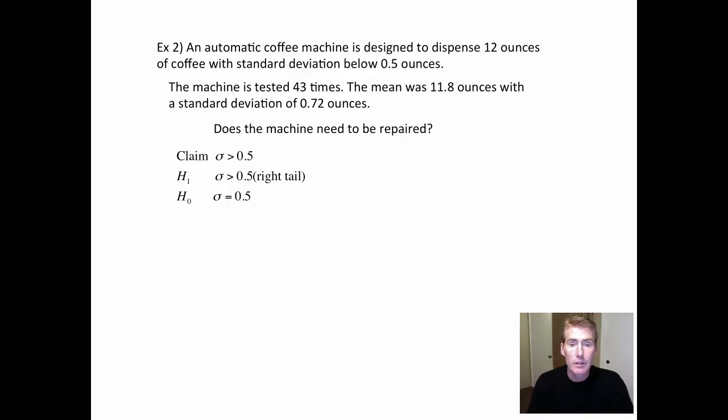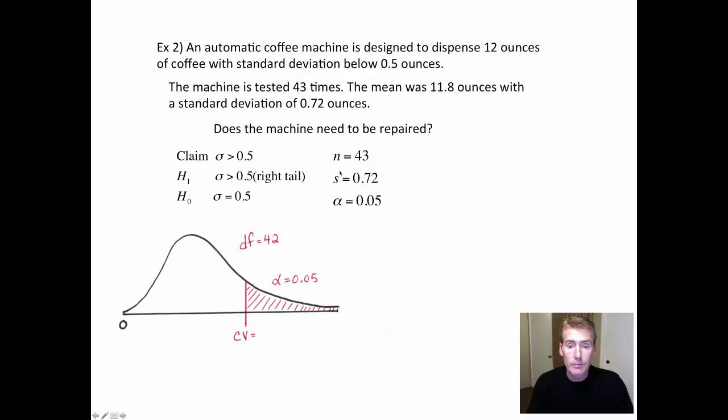All right, so the claim is that there is too much variation, so that it's gone beyond what they said it should be. That's going to make it a right-tailed test. Here's the sample data. We don't need the mean because the claim is not about the mean. The claim is about standard deviation, so we just need this information as our sample information.